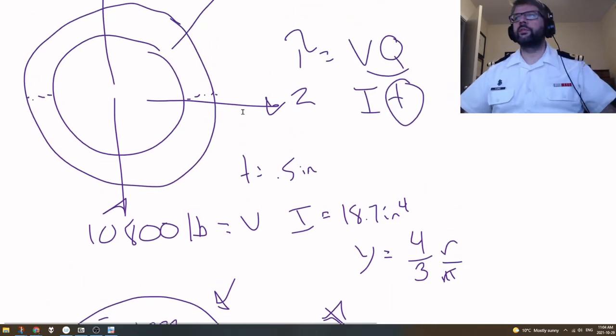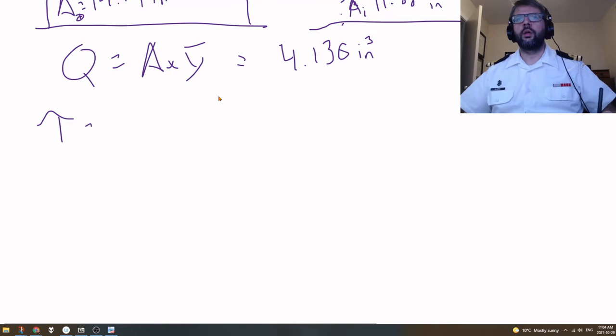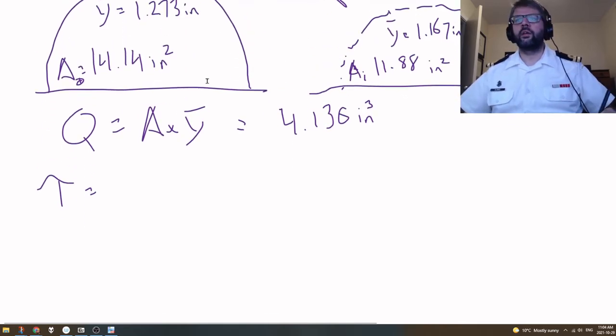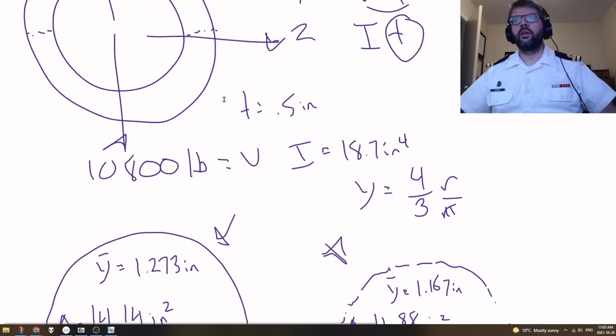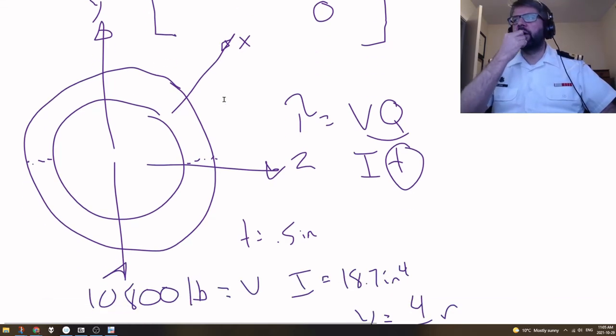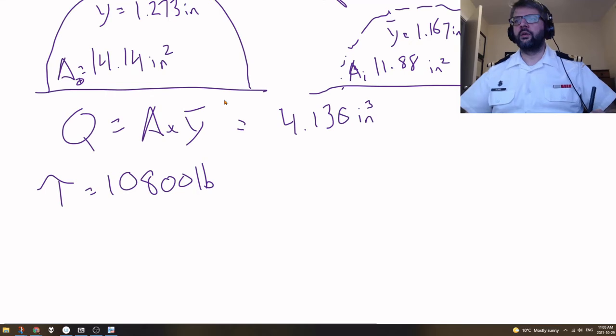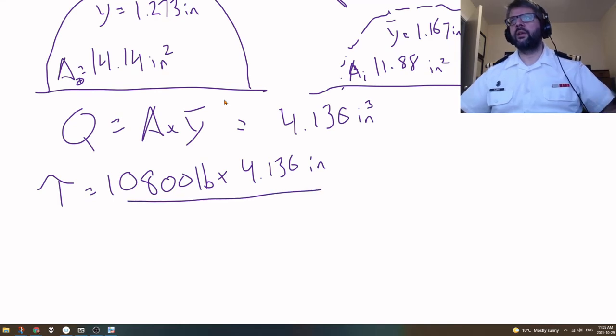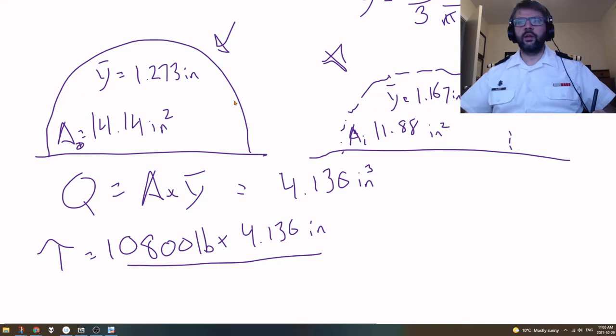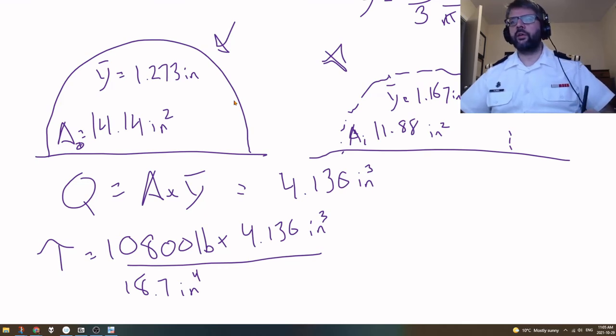So now we can solve for what our shear stress is at that point. So we got not 9,000, but 10,800 pounds. And we have that Q, we have our I, that's what, 18.7, yeah, 18.7 inches to the fourth. Oh, sorry, got to the third on our Q here, and then we've got half an inch for the thickness.